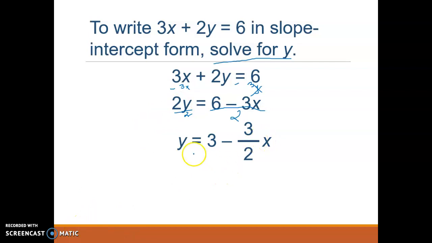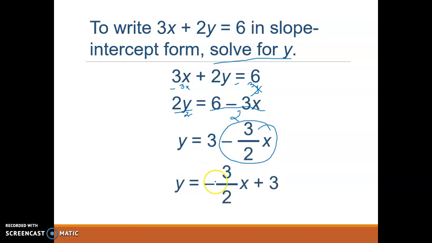Now, I want my x term to be listed first. So I'm going to rewrite that as y equals negative 3 halves x plus 3. Remember that our slope-intercept form was y equals mx plus b. It's called slope-intercept because it gives us both the slope and the y-intercept.